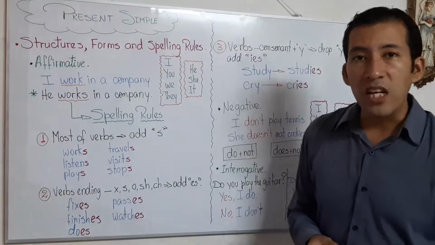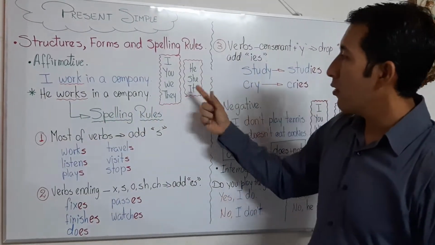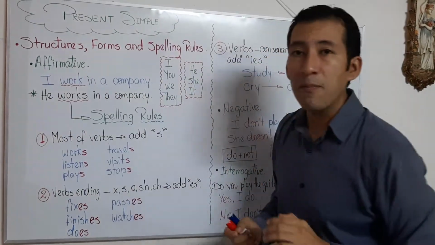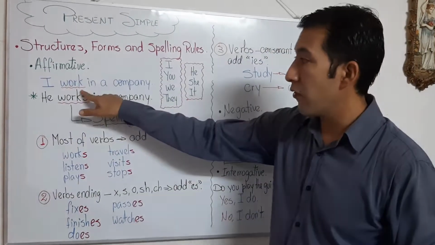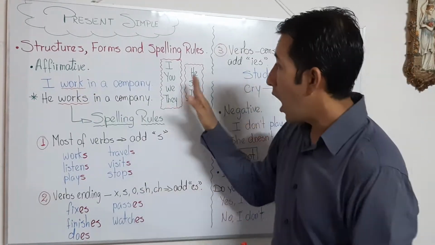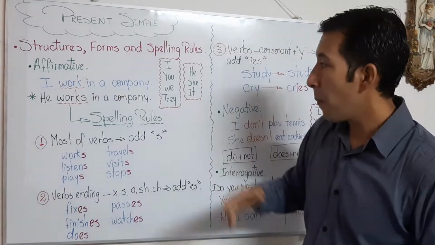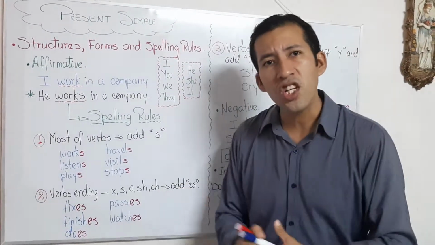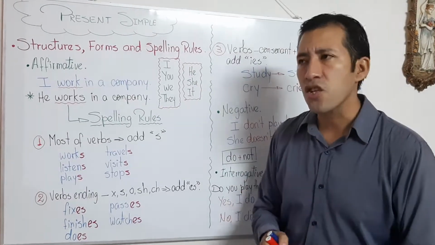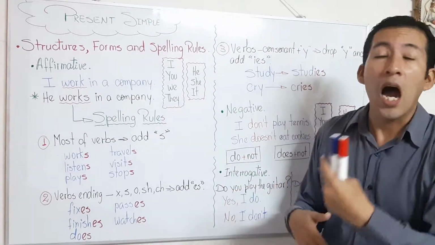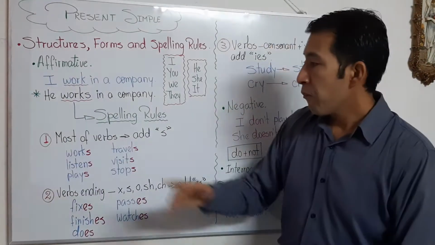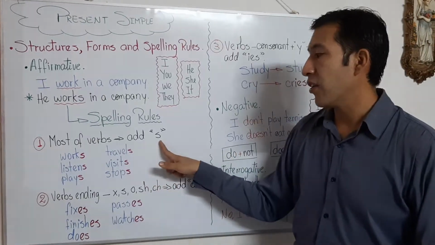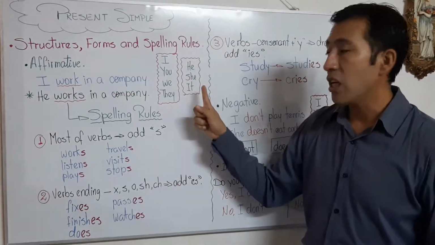This explanation is talking about just this part, because with the first group we don't have any problem. The verb doesn't suffer any change. That's why I'm going to focus on this, in spelling rules. So what are the rules and what are the changes? How do we change the verbs? Number one, with most verbs we add the letter S with he, she, it.